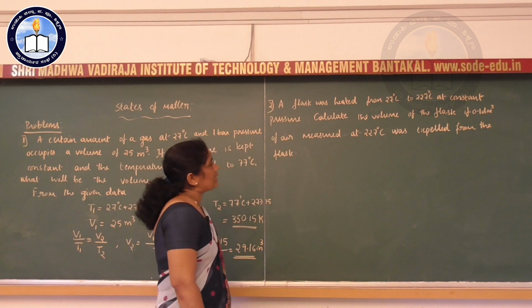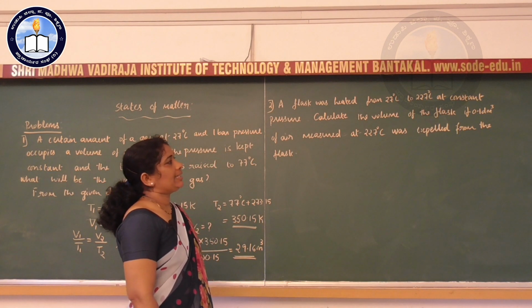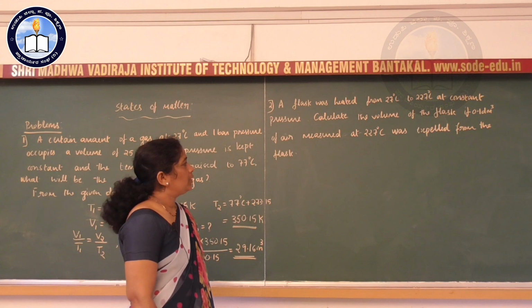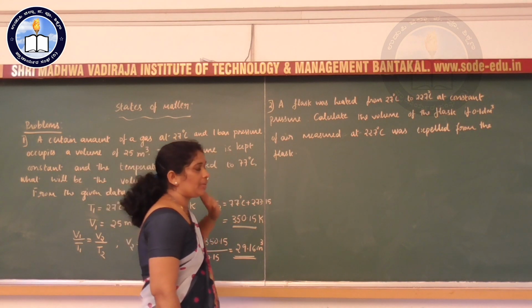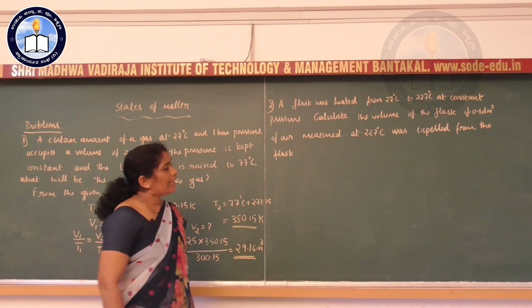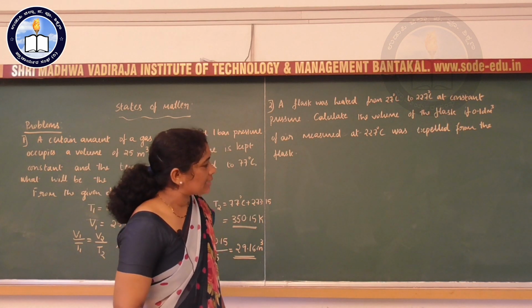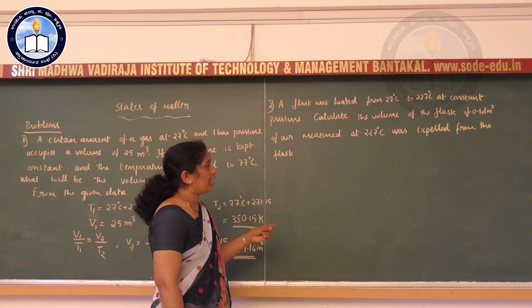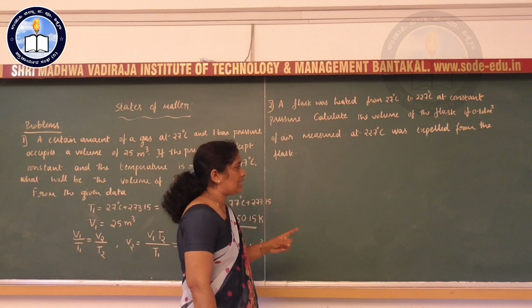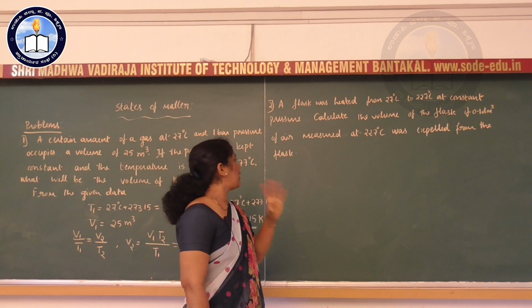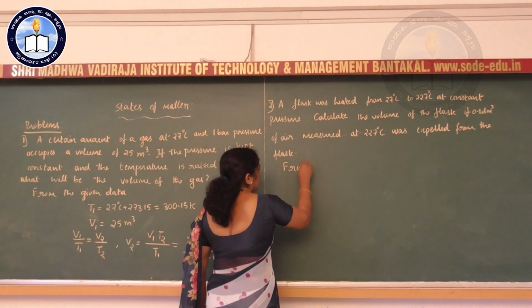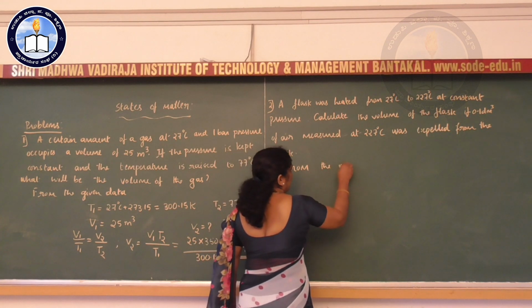A flask was heated from 27 degrees Celsius to 227 degrees Celsius at constant pressure. At constant pressure, we can apply Charles law. Calculate the volume of the flask if 0.1 dm cube of air measured at 227 degrees Celsius was expelled from the flask.